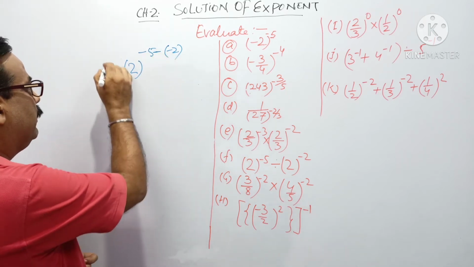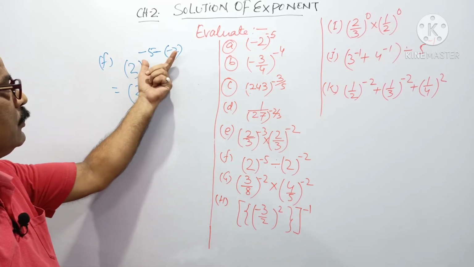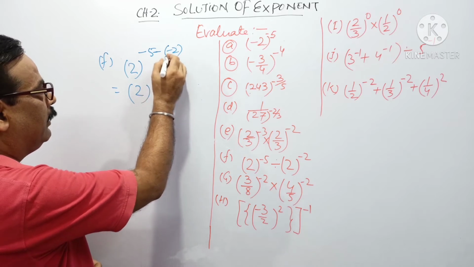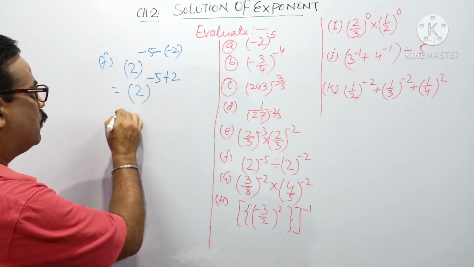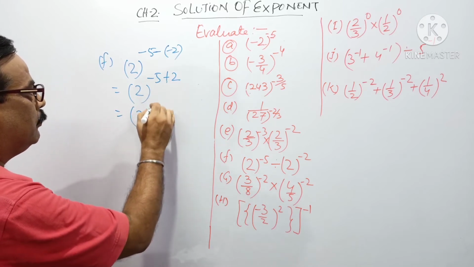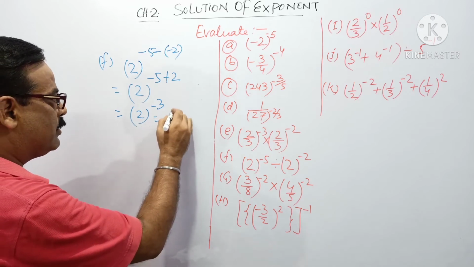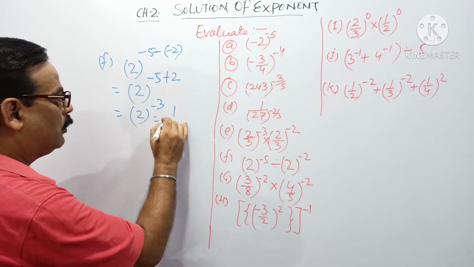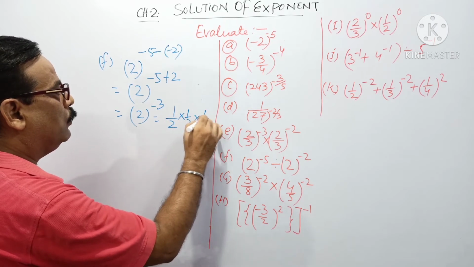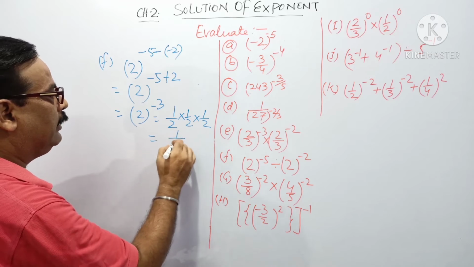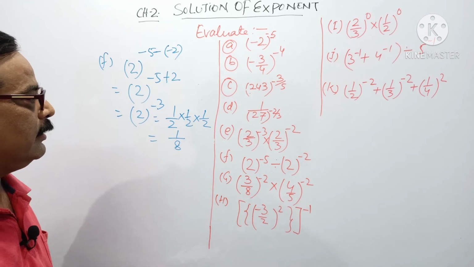So what will happen? 2 to the power, we can solve this and write here as minus 5 plus 2. So from here we get minus 3, 2 to the power minus 3, and the value of this term we can write as a reciprocal: 1 by 2 into 1 by 2 into 1 by 2, and the value is 1 by 8. The answer of question number F is 1 by 8.